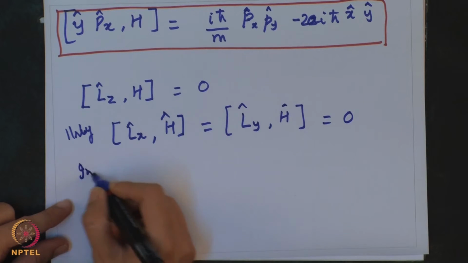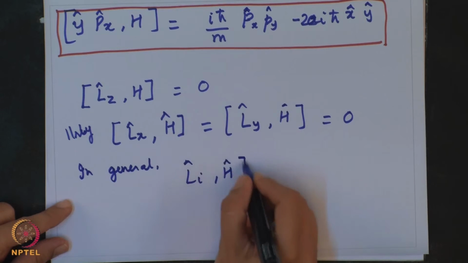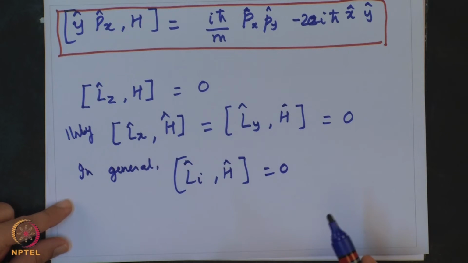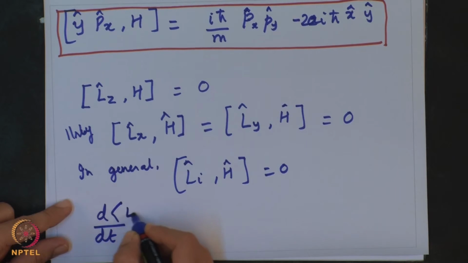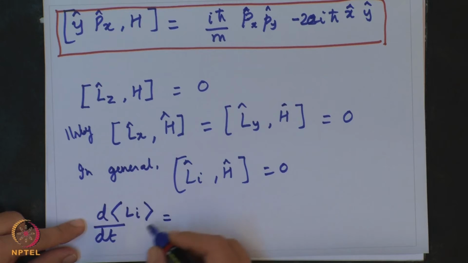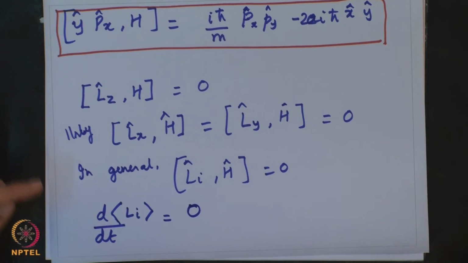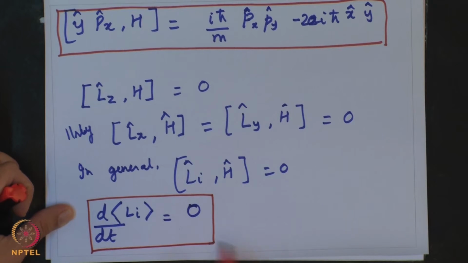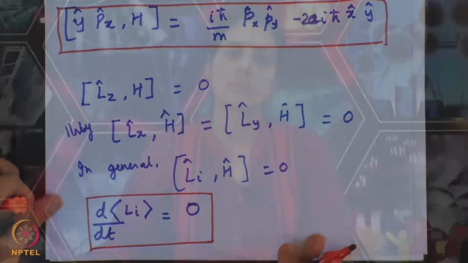So, in general, Li with the Hamiltonian operator is 0, where i can take the values x, y and z. From this we infer that when you differentiate Li with respect to t, Li is independent of time, or it is stationary with respect to time. So, this is the second problem we have done.